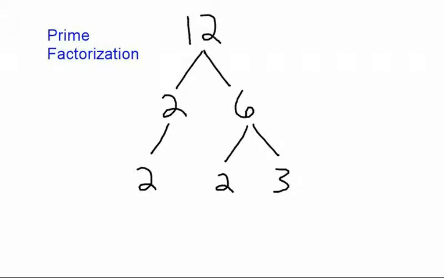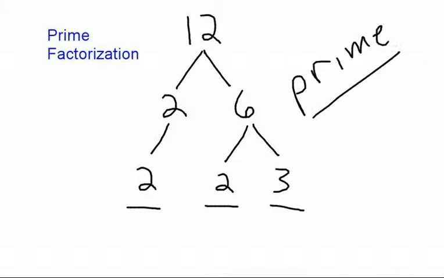Now, at the bottom here, when I look at these numbers, they should all be prime numbers. Prime numbers are the numbers whose only factors are 1 and itself. So at that bottom row, you should never have a number that you could break down further.